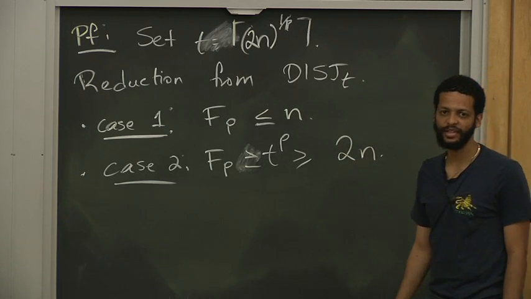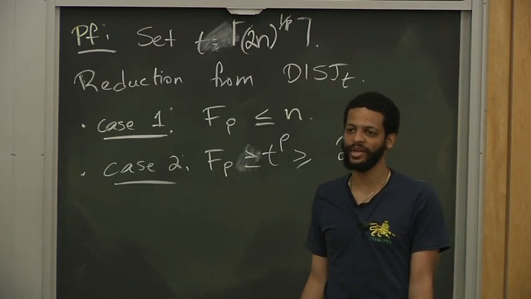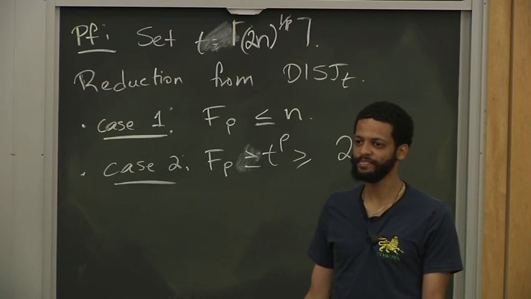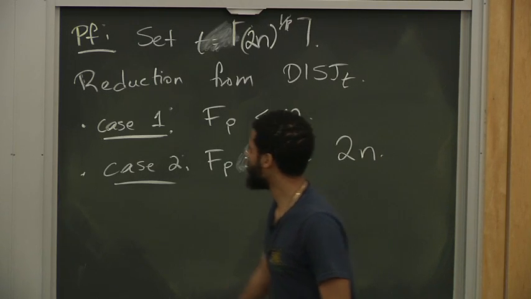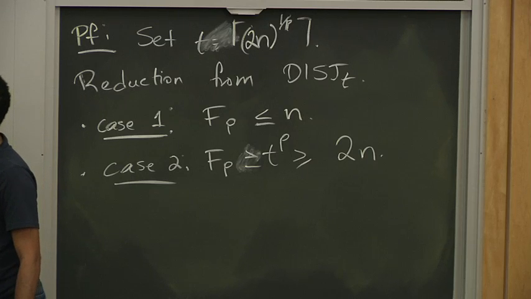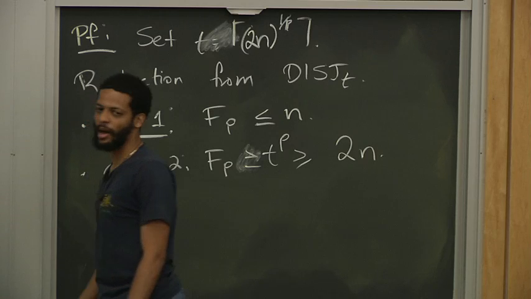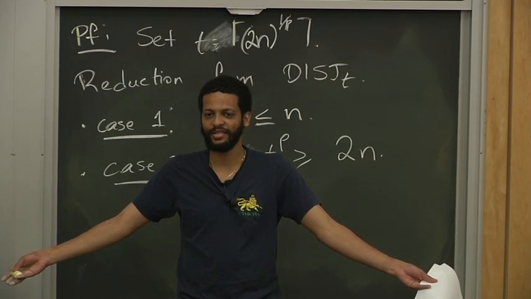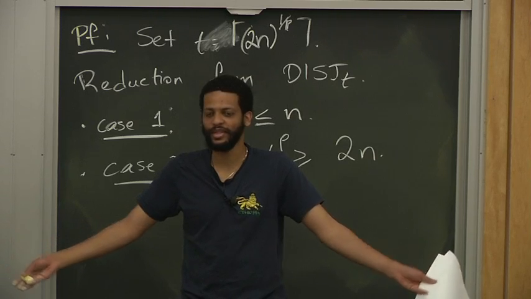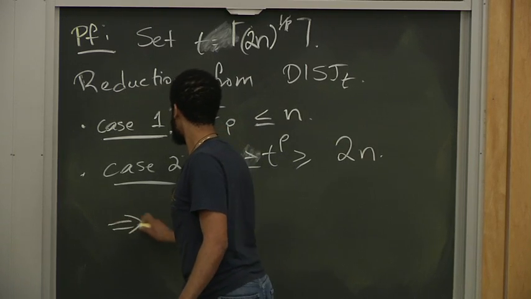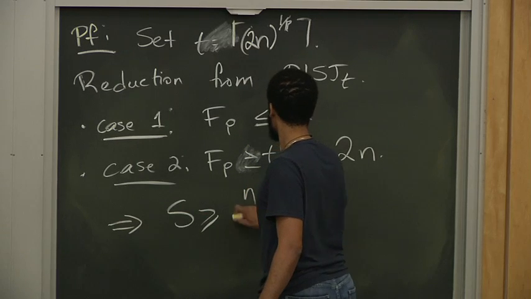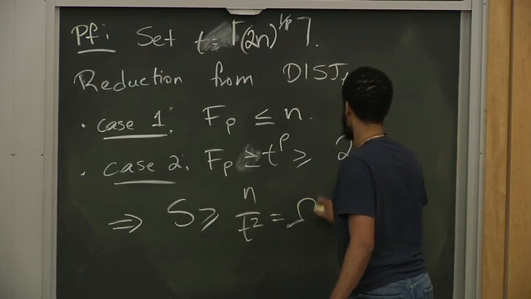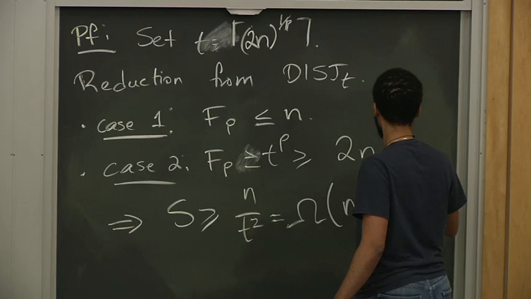Right, by definition of t. So if you have better than a 2 approximation, you can distinguish these cases, QED. Right? Some player sends, since the disjointness lower bound is n over t, some player sends n over t squared bits. But how many bits is each player sending? Each player is sending exactly s bits. Right? They're sending the space of the streaming algorithm. So this implies that s is at least n over t squared, which is omega n to the 1 minus 2 over 3.